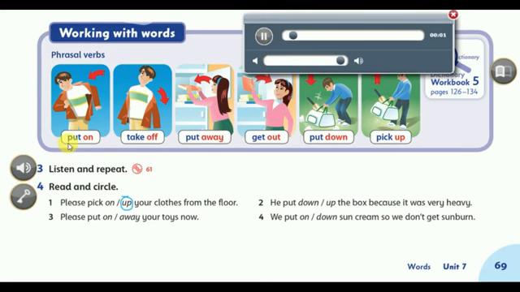Listening 61. Listen and repeat. Put on. Take off. Put away. Get out. Put down. Pick up.